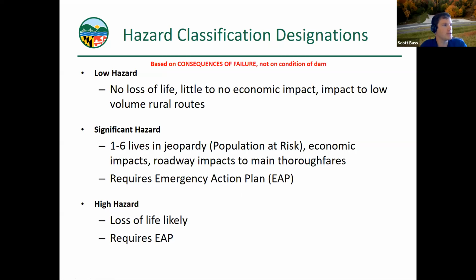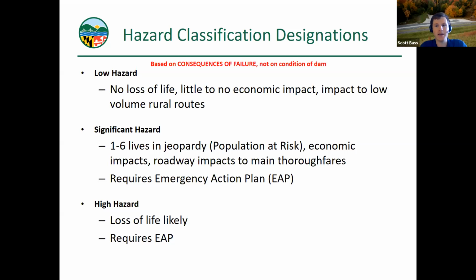And at the Dam Safety Division, we have 3 classifications for dams. The first being low hazard, which means, and again, these hazard classifications are based on the consequences of failure and not on the condition of the dam. The first is low hazard, meaning no loss of life, little to no economic impact, and impact to low volume rural routes only could be expected if the dam were to breach catastrophically. I will note that we are talking about what's in your pond today, so all of these small ponds that we're dealing with will be this low hazard classification. A small pond by definition cannot be significant or high hazard.